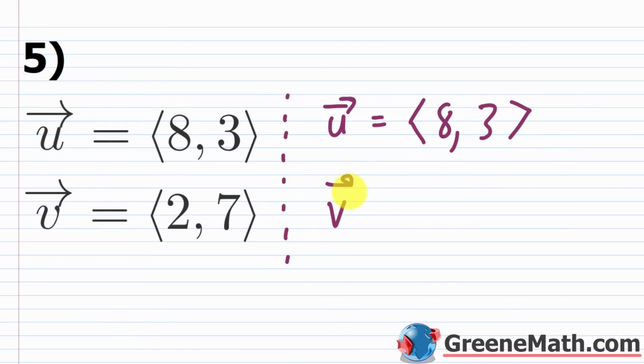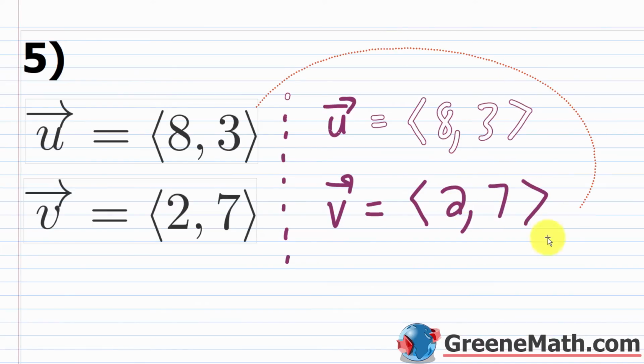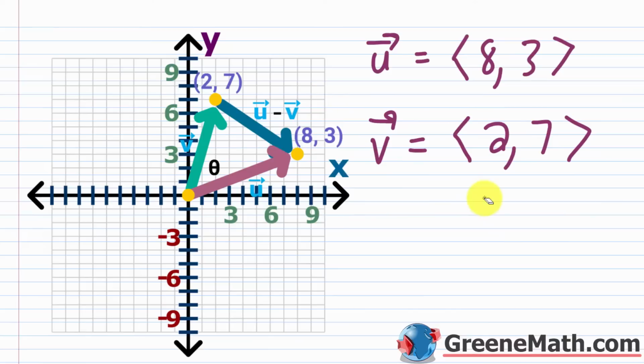And then for the vector v, this is also in component form. So the horizontal component is 2 and the vertical component is 7. Okay, let me grab this real quick and I'm just going to paste this in here. Before I start working with this sketch, I want to show you something.